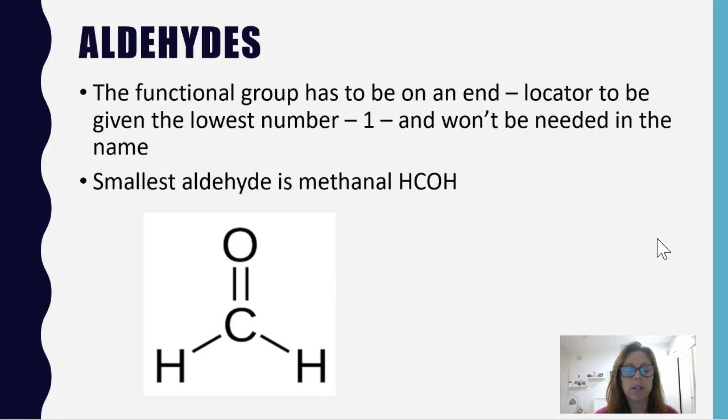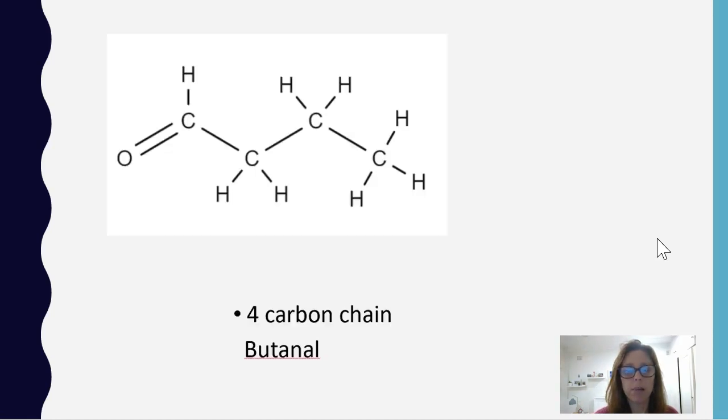So let's have a look at one a little bit more complex. Looking at this one here, again, we want to name our longest carbon chain. Counting through there, we have 1, 2, 3, 4. So it's a 4 carbon chain. That puts it at but. There's no butene, so it's a butane, and then the C double bond O is on the end, so it's a butanal.